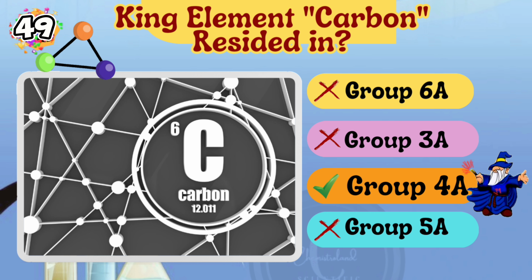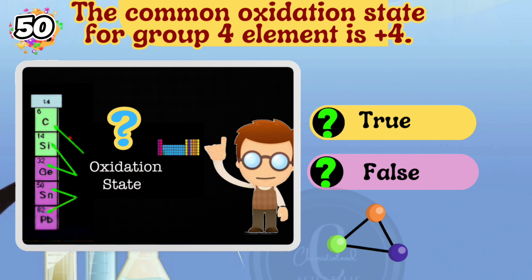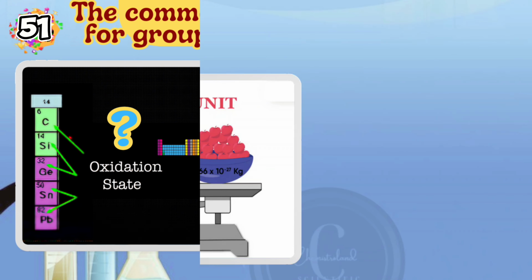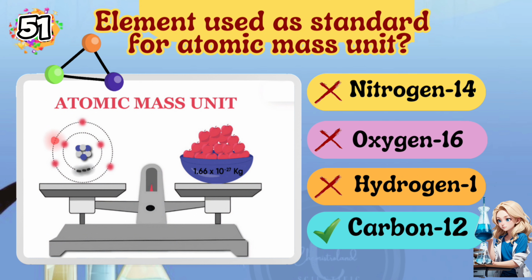It is resided in group 4A. The common oxidation state for group 4 elements is +4. Is this true or false? Yes, it's true. Element used as standard for atomic mass unit. Carbon 12.